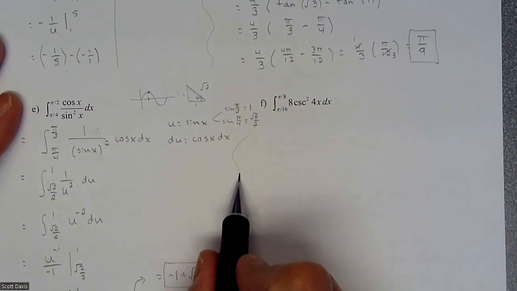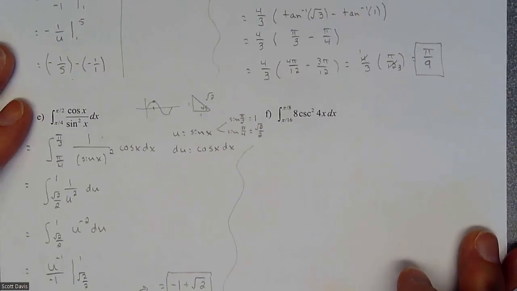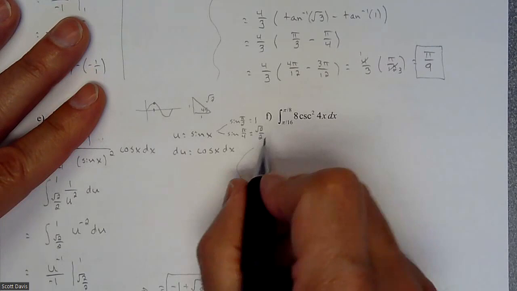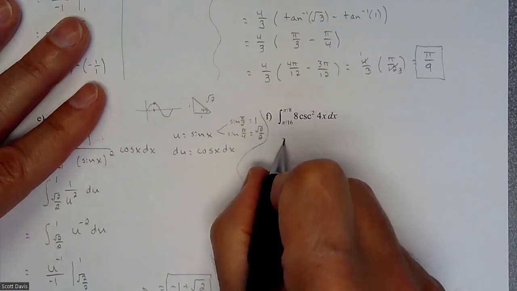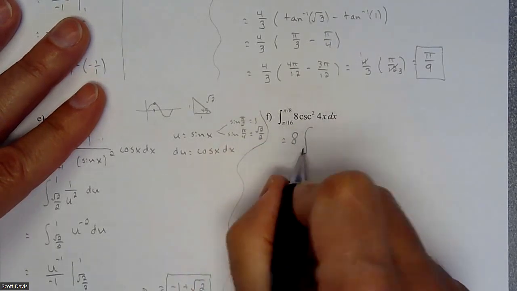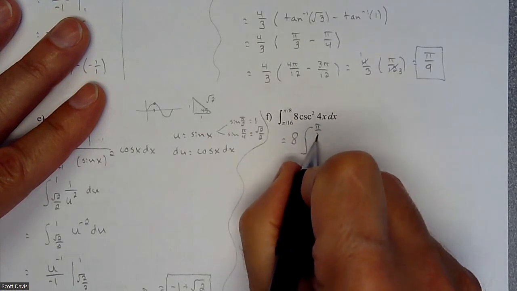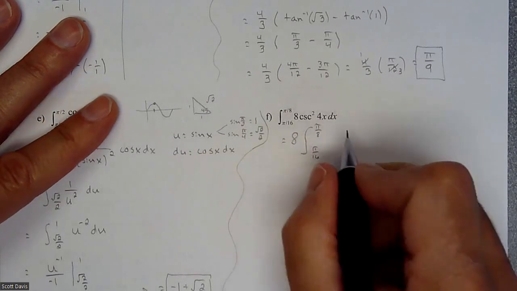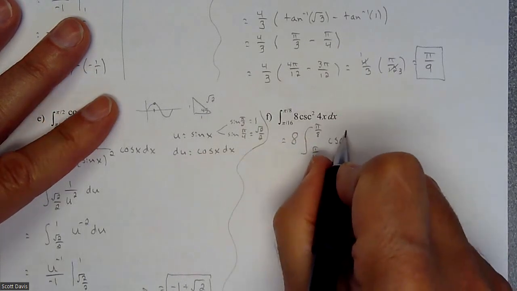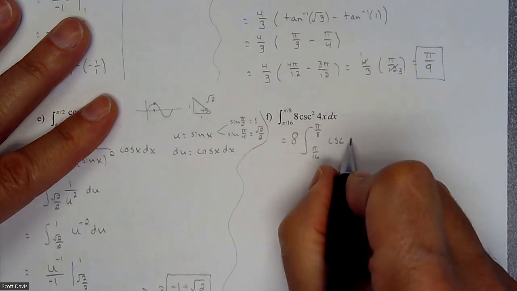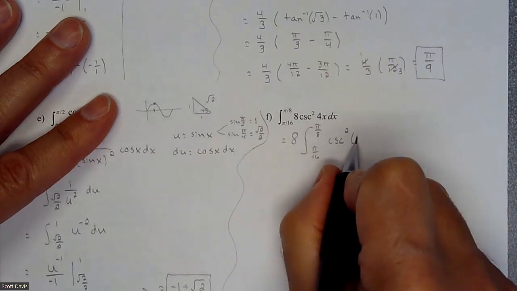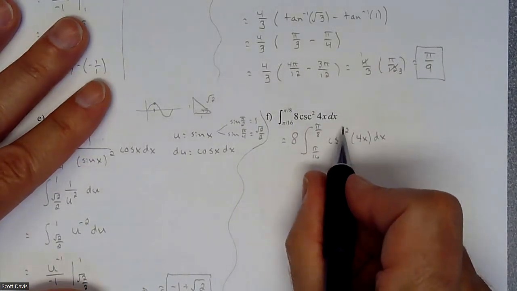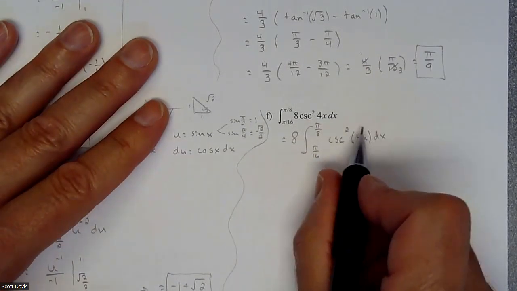So let's do the last one here. All right, so this one. First thing I'm going to probably do is take that 8 out of there. Why leave it? So 8 going from pi over 16 to pi over 8. And then this cosecant squared of 4x dx.